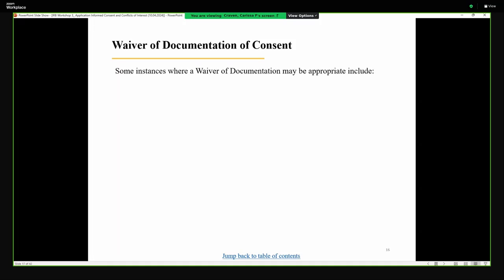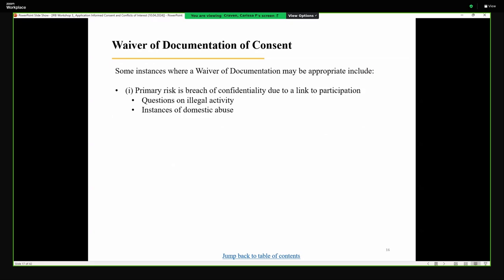So these situations might be if you are asking questions about illegal activity, where if their name is released, that could put them at legal risk. If it is situations of domestic abuse and their partner or family member finds out that they participated, that could put them at a higher level of risk. So we would waive the signature so there's no connection between their answers and the research.